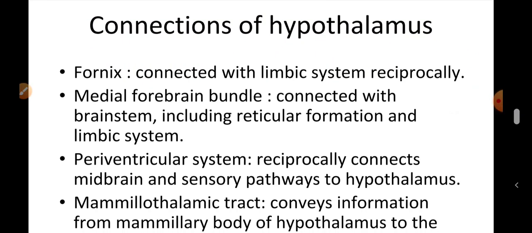Now what are the connections of the hypothalamus? So the fornix is connected with the limbic system reciprocally. Then the medial forebrain bundle is connected with the brainstem, including the reticular formation, and the limbic system.